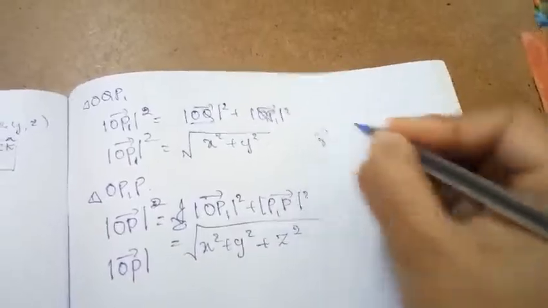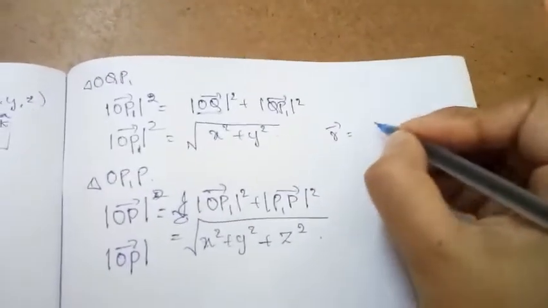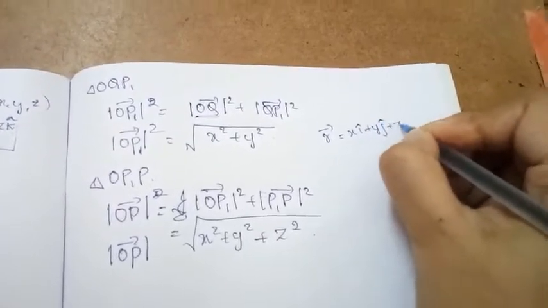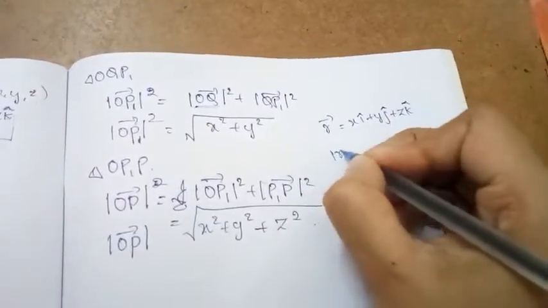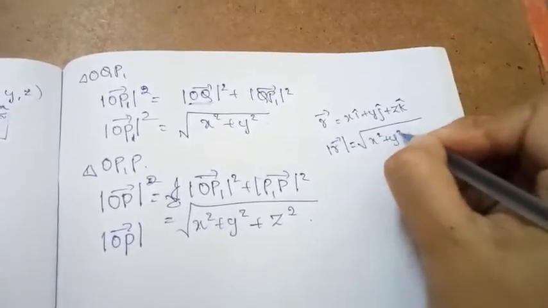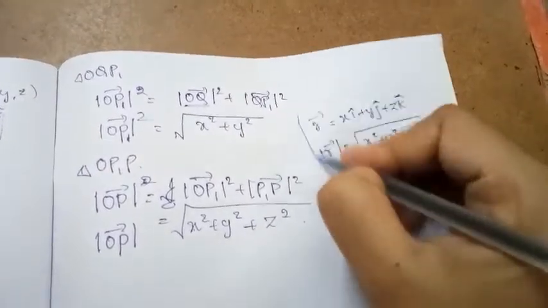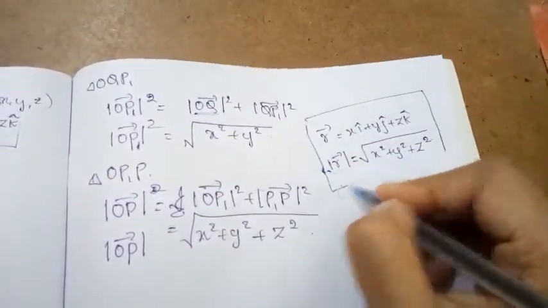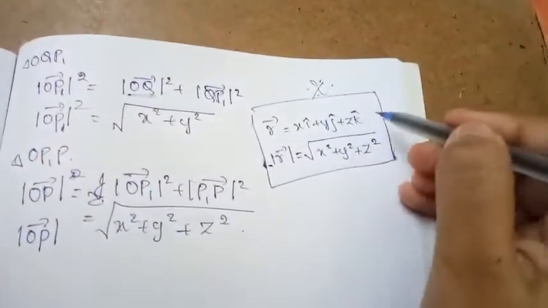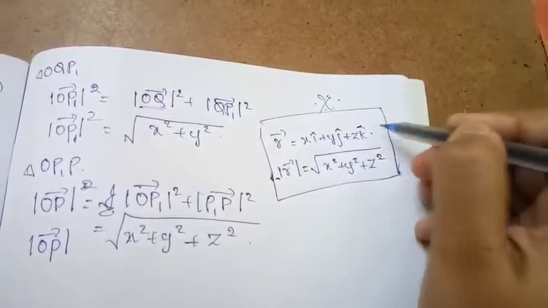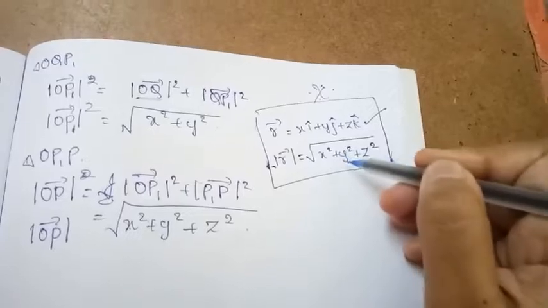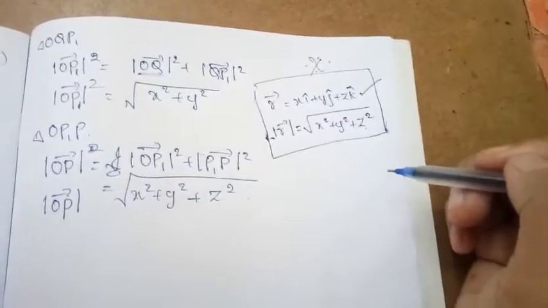So it is clear that if vector R, the component form of any vector, is nothing but xi cap plus yj cap plus zk cap, then the magnitude of that vector is nothing but square root of x square plus y square plus z square. Remember this one, very important. This is the basic of vector algebra. Any vector can be represented in component form in this way, and the magnitude of that vector will always be square root of x square plus y square plus z square.